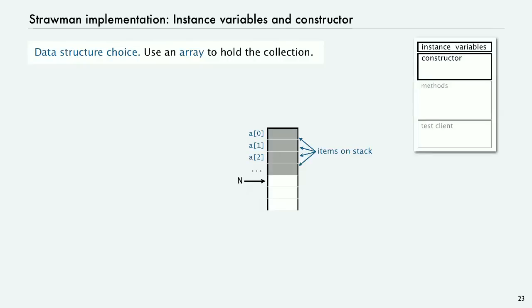So what we're going to do is keep the items in the stack in order in the array, and n is going to be the index of the next open position in the array, and that's also the size of the stack. So it's a kind of upside down representation of the stack. The top of the stack is later on in the array.